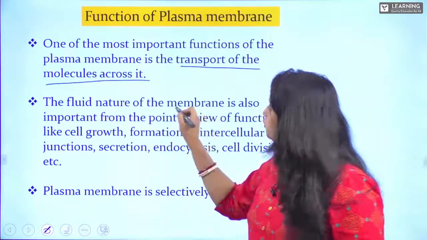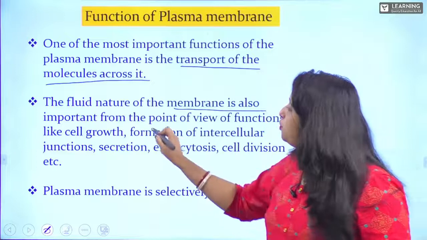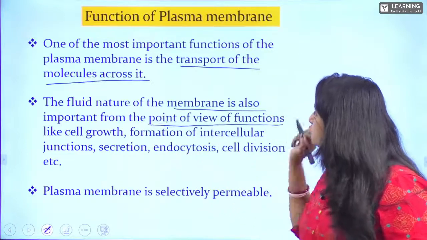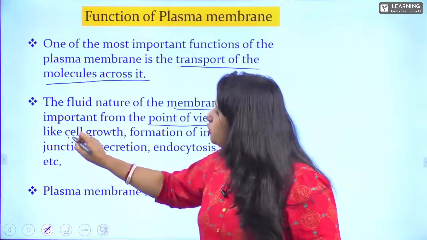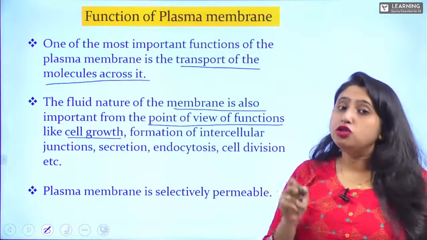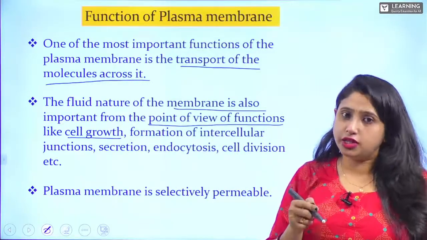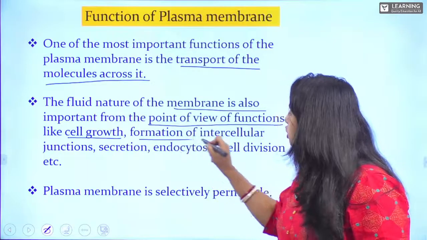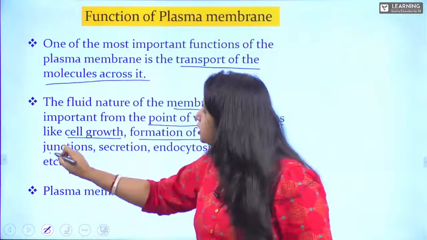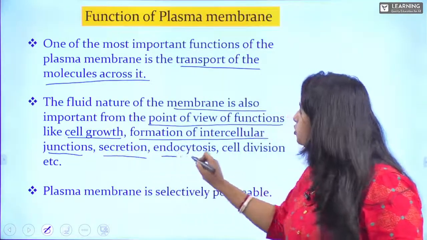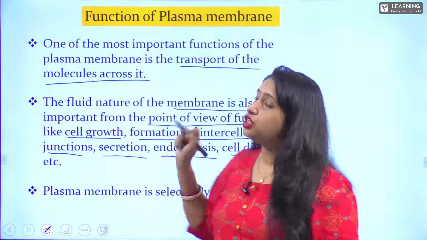The fluid nature of the membrane is also important from the point of view of functions like cell growth. So the plasma membrane is also responsible for the growth of cell, and the formation of intercellular junctions, secretion, endocytosis, cell division, etc.